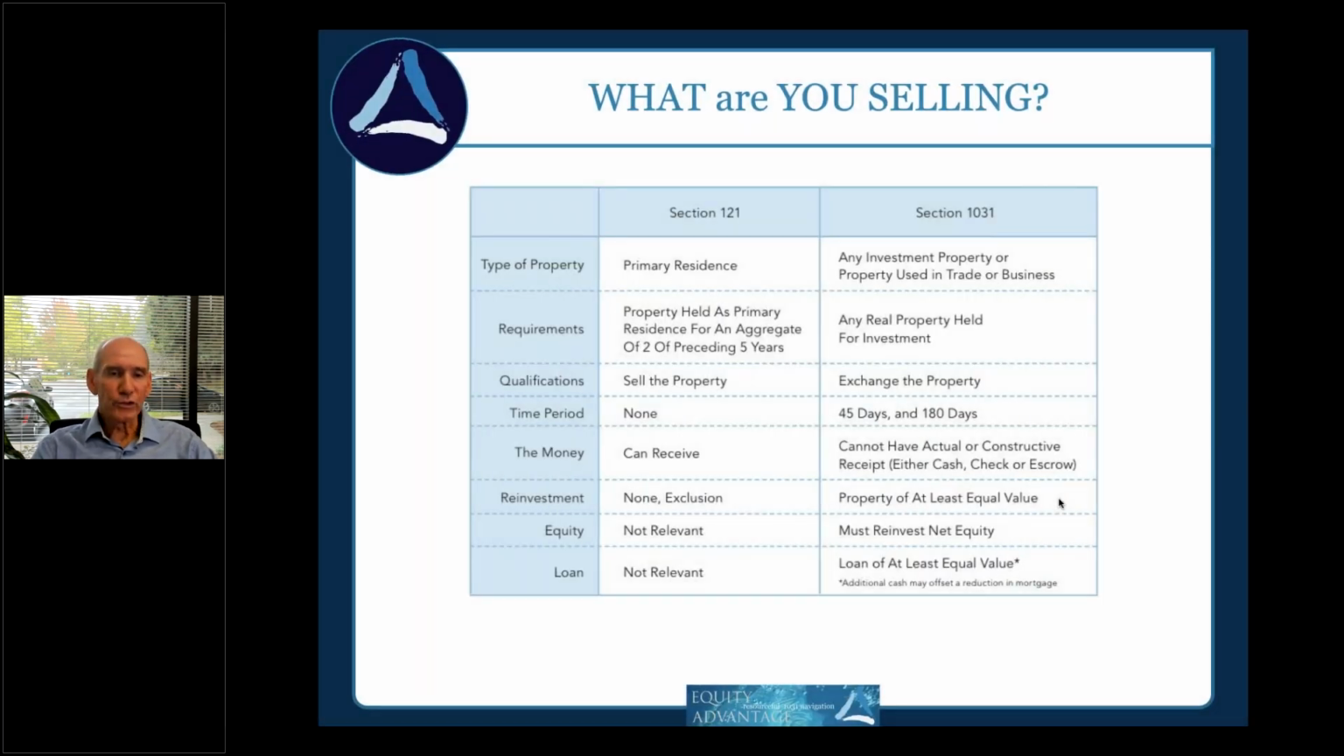So this slide, I always say, if you're a broker, I'd take this out every time you go on a listing appointment, and take a look at what's going on, what that property is, what it appears to be. So 121 applies to a primary residence, 1031 applies to property that's been held for investment. Something that might fall in between the cracks here would be section 1033, involuntary conversion.